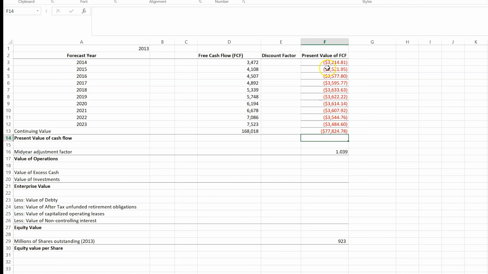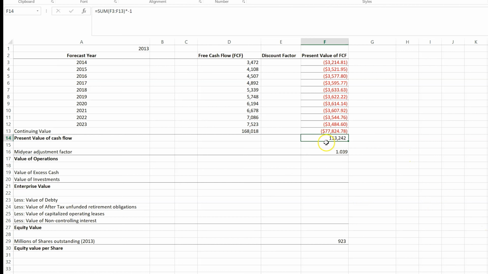Now we have our present value of all our free cash flows. Notice that they're all negative because of the way that Excel calculates these things. So to take the present value of all the free cash flows, we'll take the sum of all these, and then we'll multiply that by -1. And that is the present value of our free cash flows.